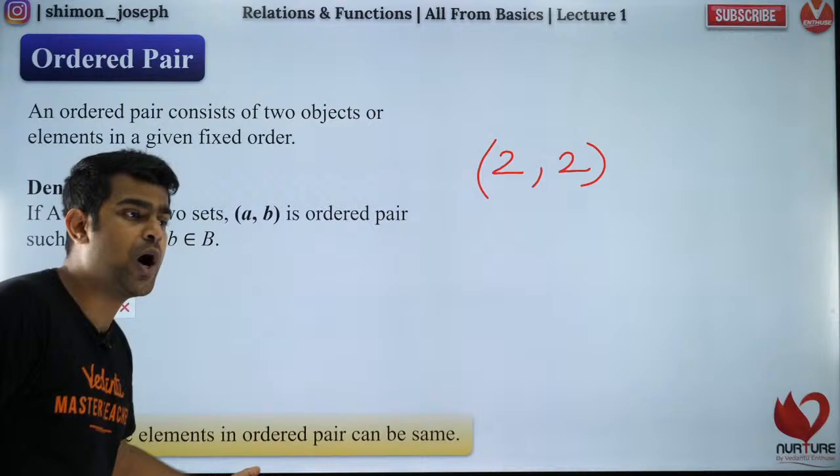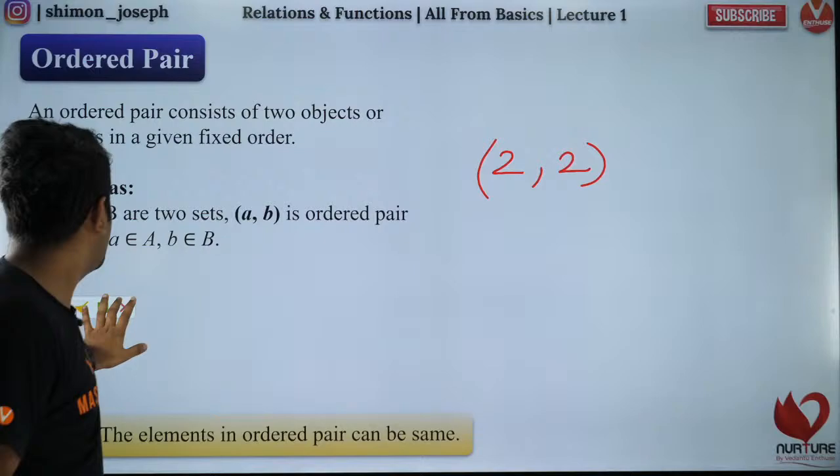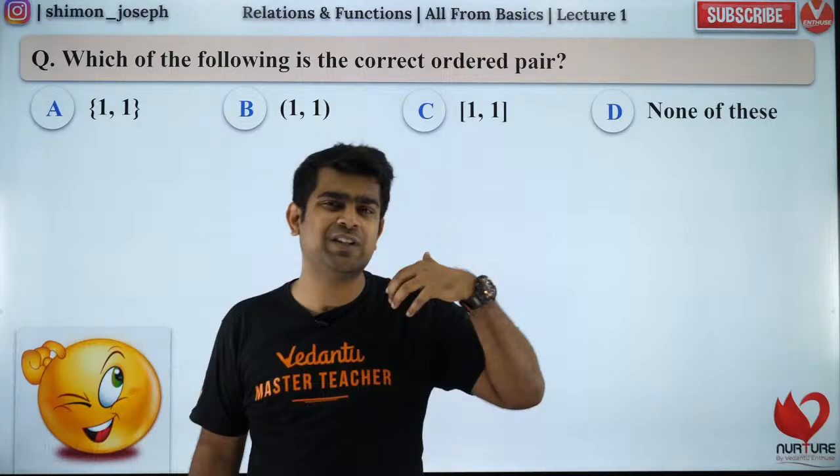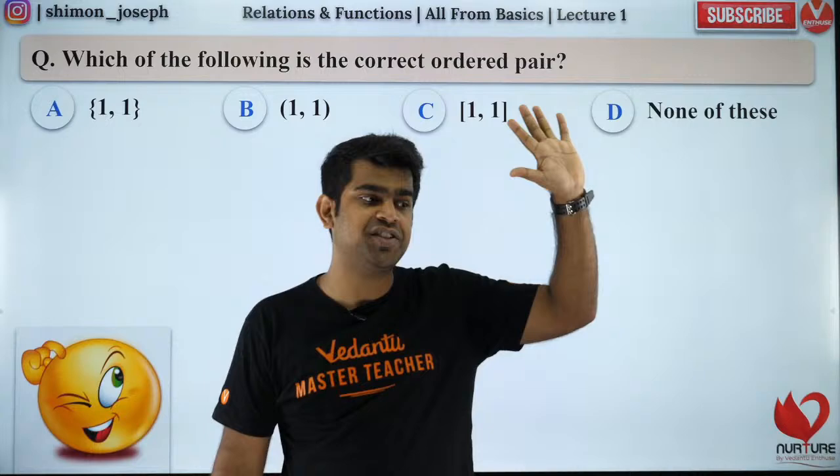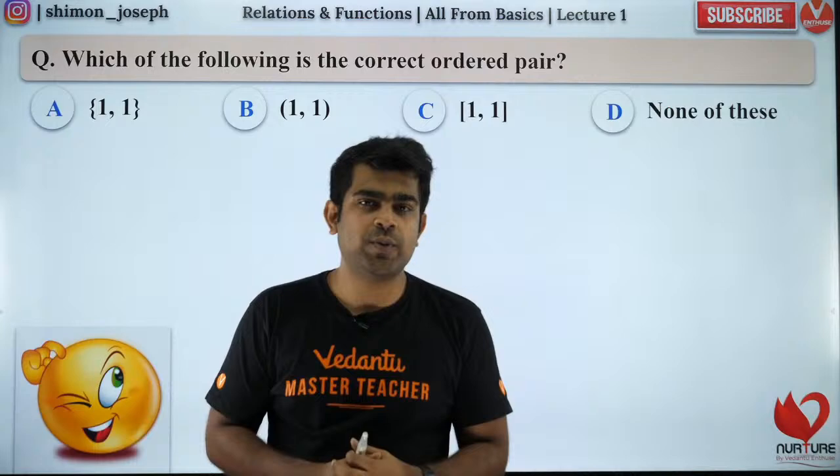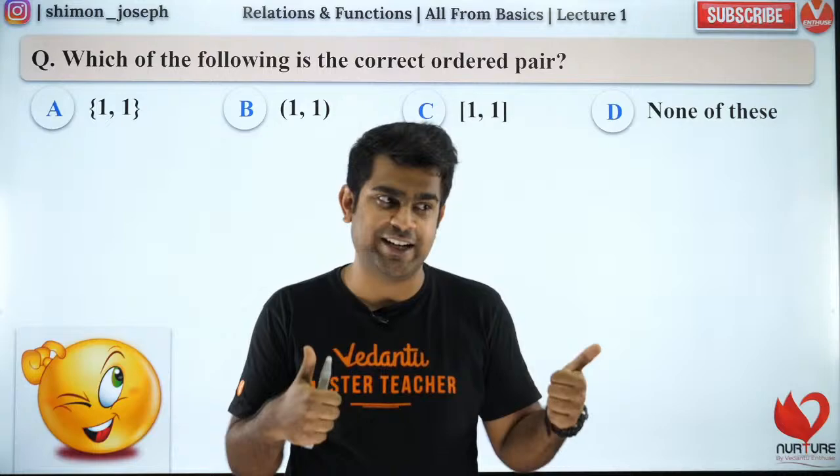Now, let me ask you some basic questions. Which of the following is an ordered pair? Very simple. Let's start off with easy things, and as we go forward, we will do difficult ones. Everybody, give me the answer. This is a JEE Advanced question. 2025 it came. And many of my students have got it correct. So yes, people, the answer is option B.